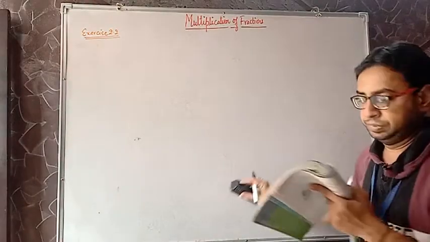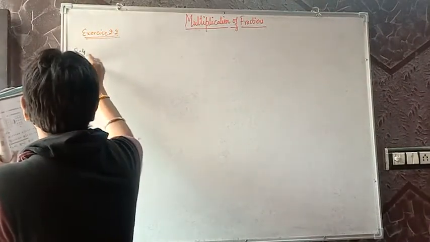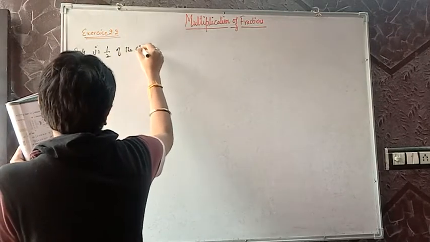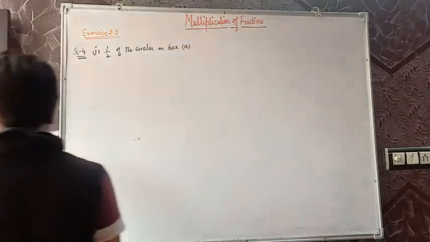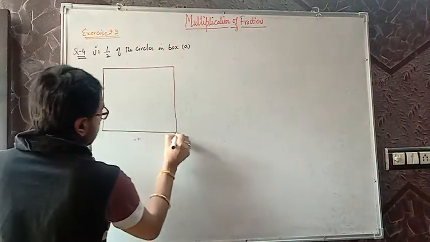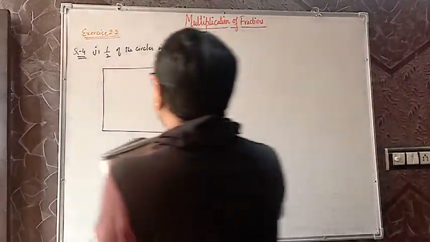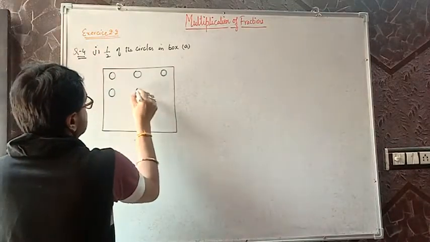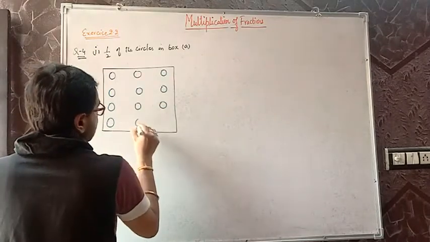Question number 4. We have to shade first part. Shade half of the circles in box A. Let's see. For example, let me say I am having this box with me. In this box, as given in the book, we are having 12 circles. Each row is having 3 circles and each column is having 4 circles. So this is what is given to us in the question.